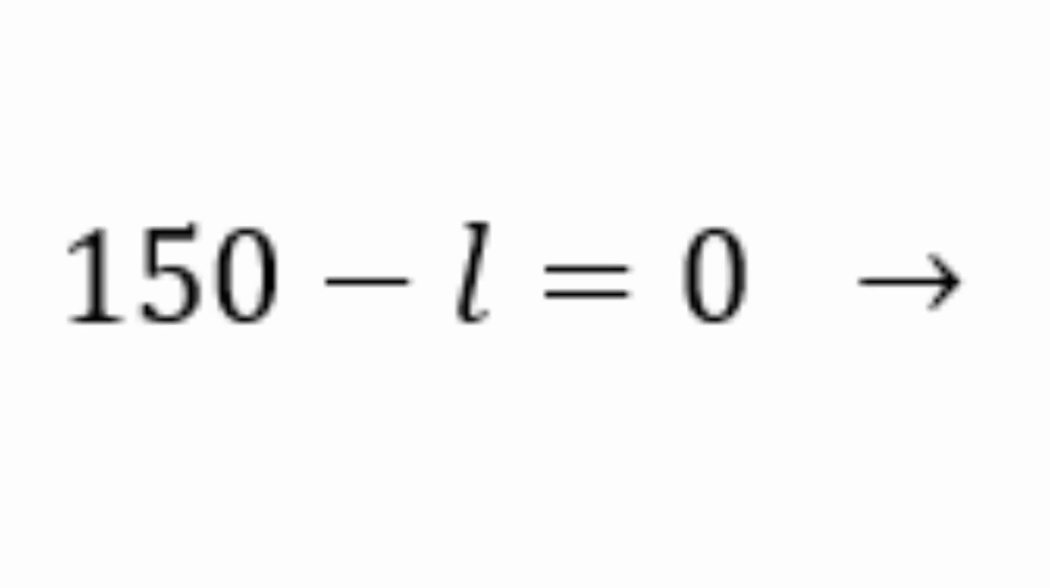In order to find the maximum area, we need to find the critical point, which is when the derivative is equal to 0. So we set this equation equal to 0 and solve for L. We get 150 minus L equals 0, which goes to L equals 150.